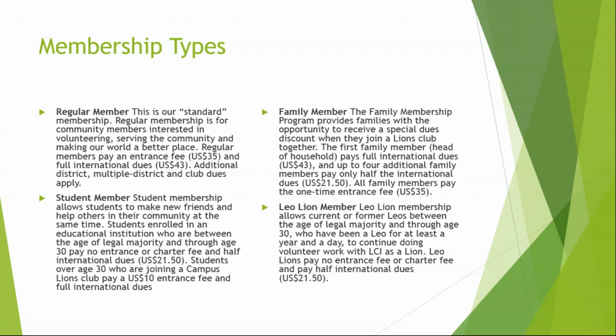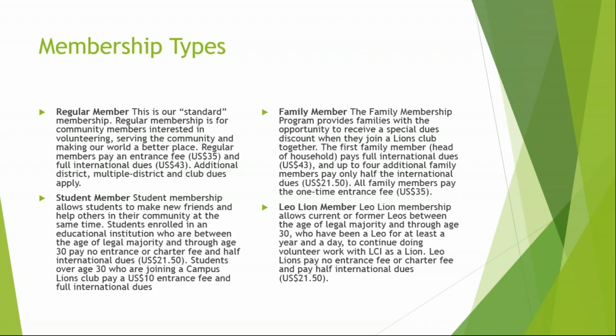Leo Lion member. Leo Lion membership allows a current or a former Leo between the age of legal majority, which is 18, and through the age of 30, who has been a Leo for at least a year and a day, to continue doing voluntary work with Lions Clubs International as a Lion. Leo Lions pay no entrance fee or charter fee and pay half international dues. So these are the 4 major membership types.